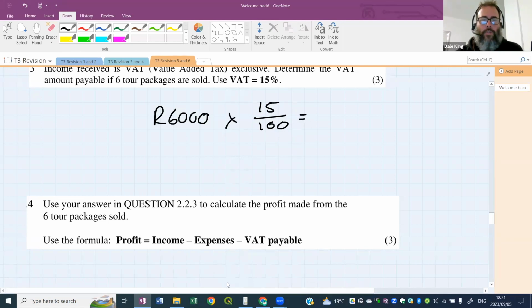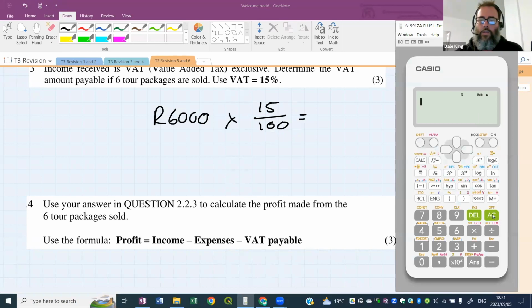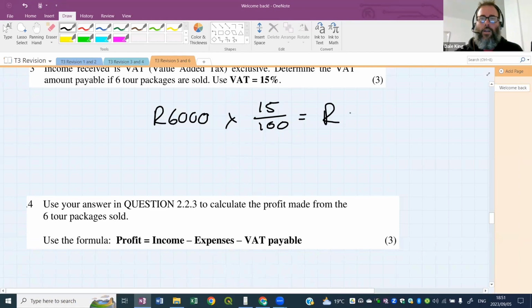So we're going to multiply by 15 over 100. So 6,000 times 15 over 100. And we get 900. Does that look right, Ben? The VAT you're going to pay on 6,000 Rand is, yeah, that looks right. Good job. All right, are we done?